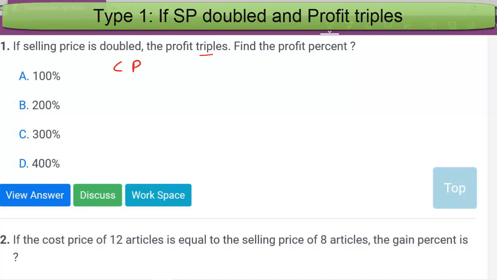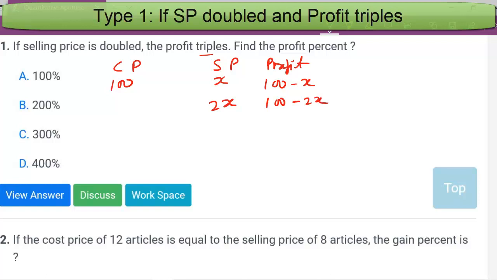So we have CP and SP, selling price, and we can assume the CP to be 100. In the question it is given that the selling price is doubled. So first let's assume the selling price is X. Then the profit will be X minus 100. When the selling price is doubled, it becomes 2X, and the profit triples.